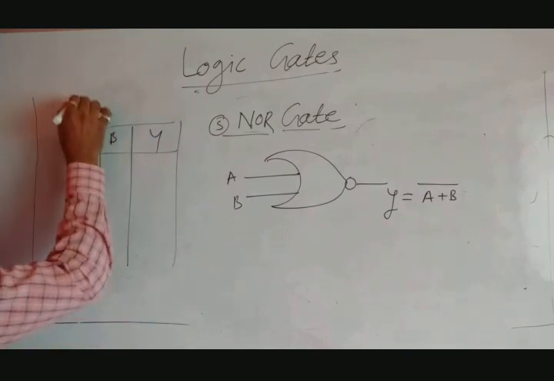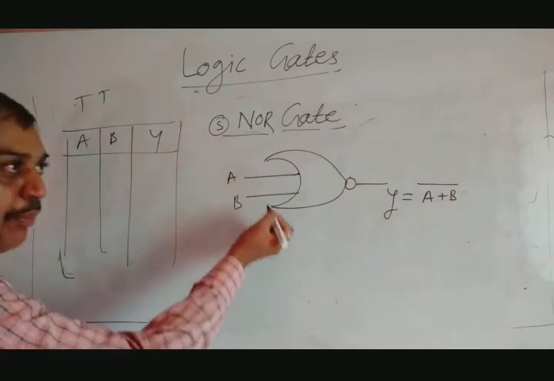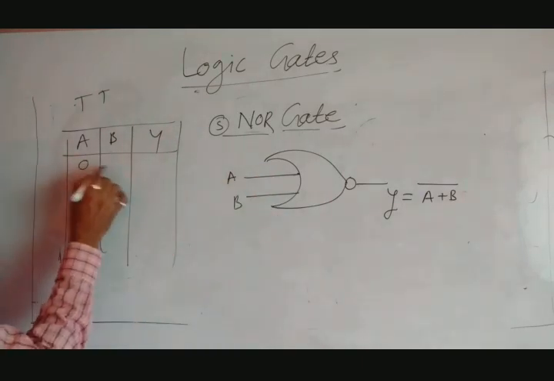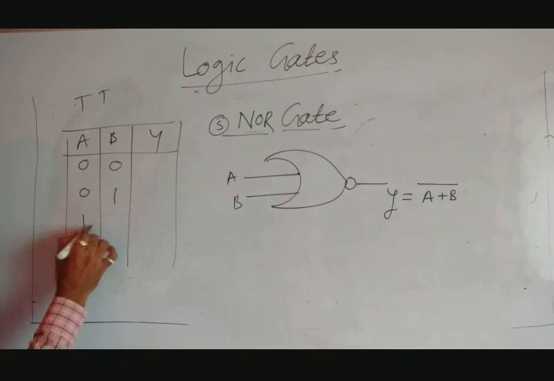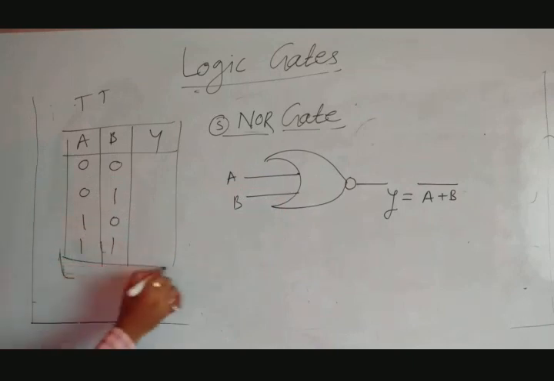Let's write down the truth table here. Possible combinations: 2 inputs, 4 variations: 0 0, 0 1, 1 0, 1 1. So this will be the truth table.